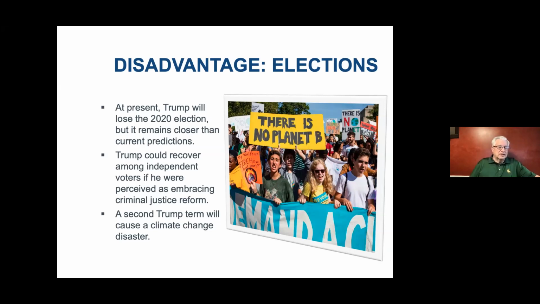So any disadvantage argument basically has to have a uniqueness argument. In other words, at the existing time, the disadvantage won't happen. It needs to have a link argument, and then it needs to have an impact argument.